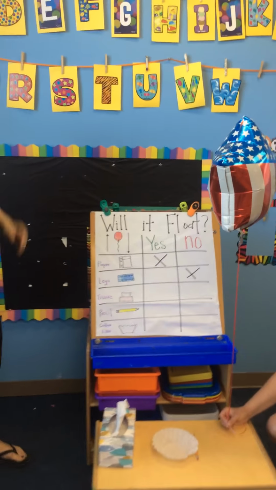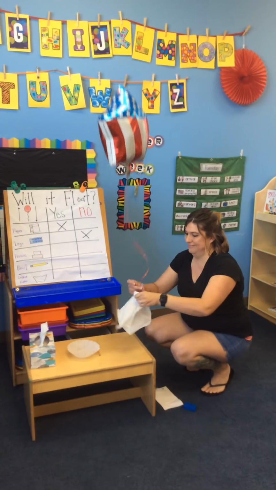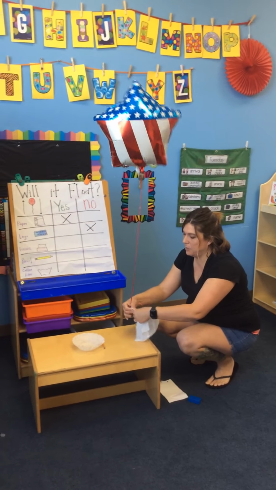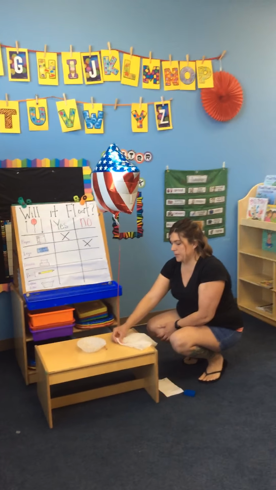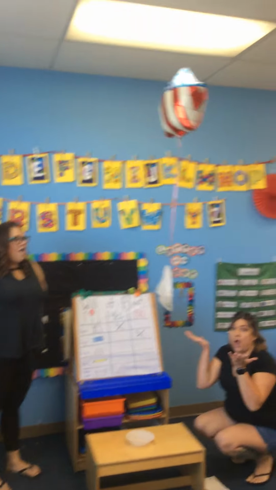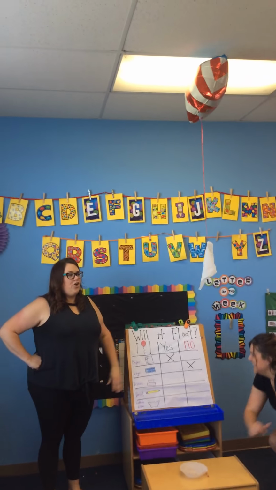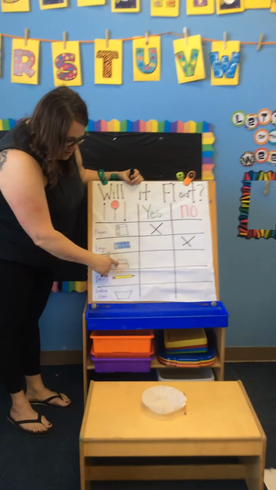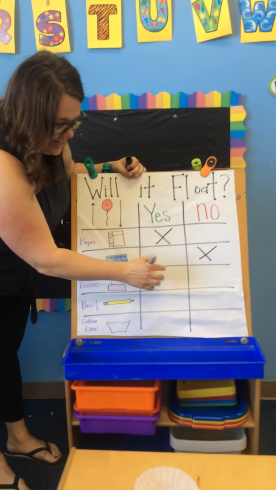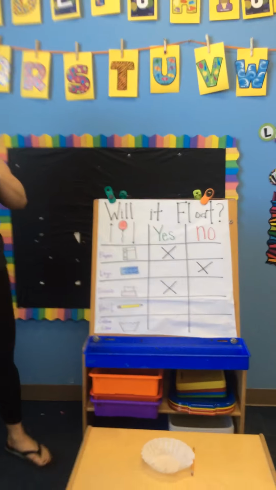All right, Miss Janice, what's next? The next one is a tissue, a clean tissue. I'm going to tape it on there, and then we're going to count. Ready? 1, 2, 3. Oh my goodness, the tissue floated. It floated. Right here, we're going to mark tissue and yes. I'm going to put an X for yes.